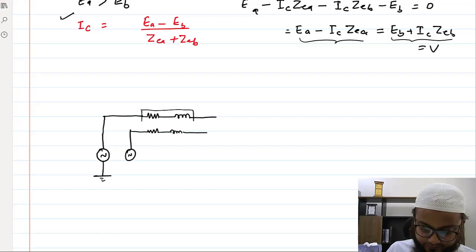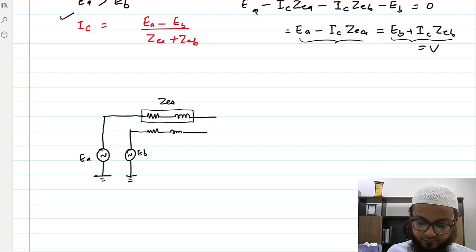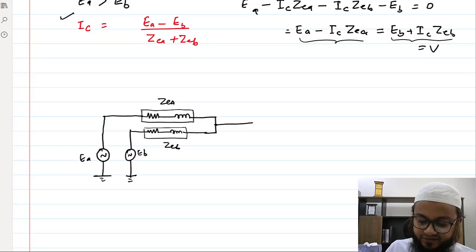So this is impedance ZEA, this is EA voltage, and this is EB voltage, and this is ZEB, and obviously they are connected at a common point, and then this is feeding the load.